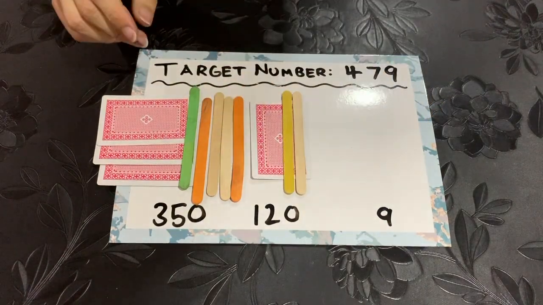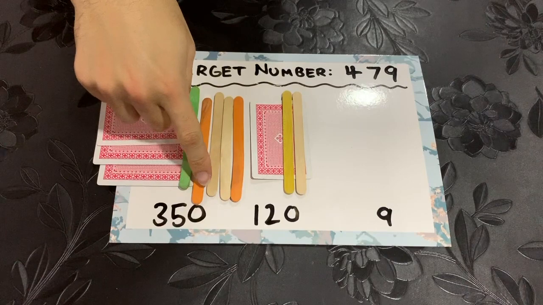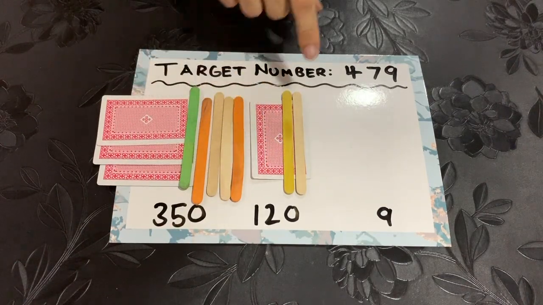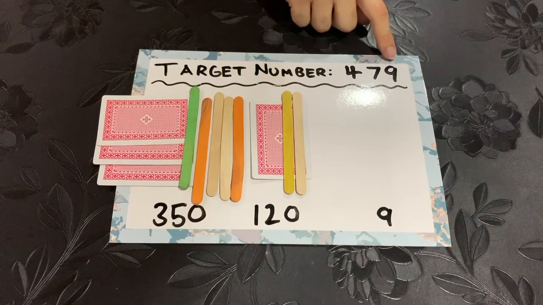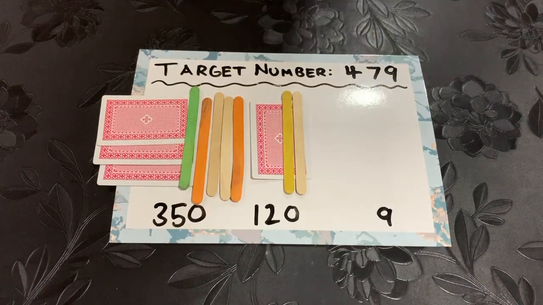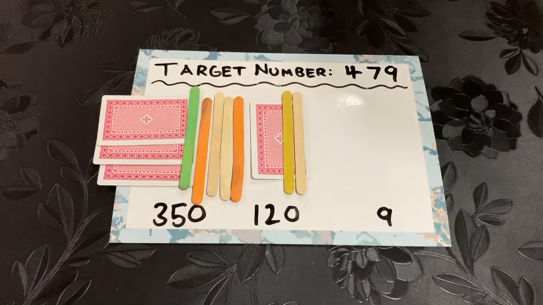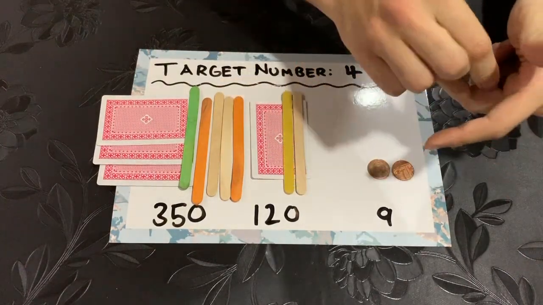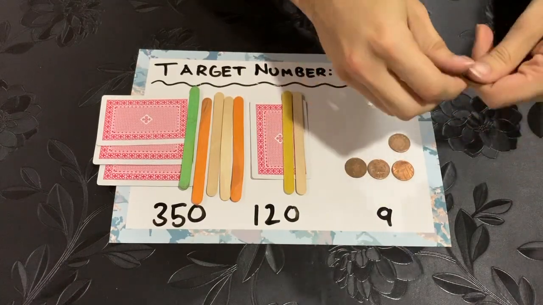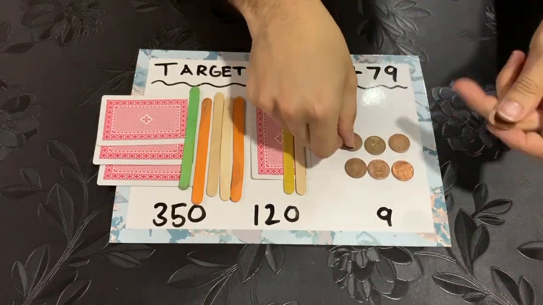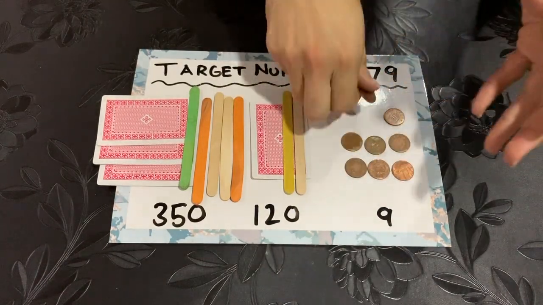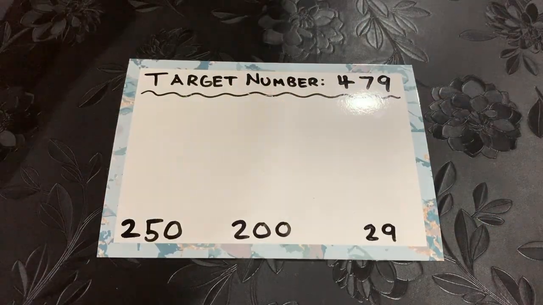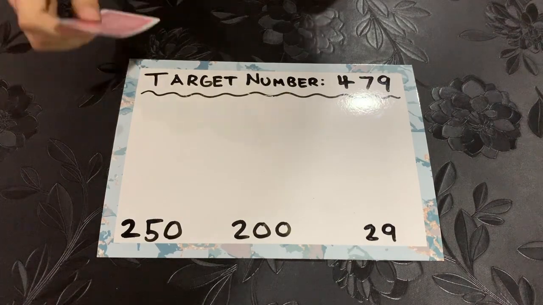So far I can work out that I've got 350 add 120. So that would make 470. So all I'm missing is my 9. So just like I did last time, I'm going to use the exact same amount of 1s. So I've got 1, 2, 3, 4, 5, 6, 7, 8, and 9.